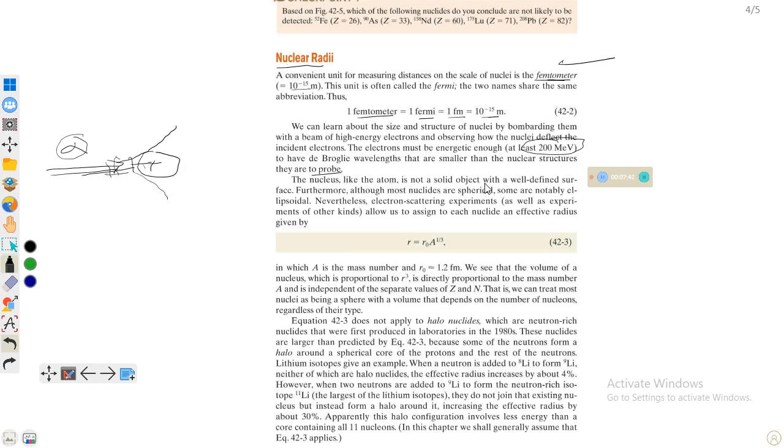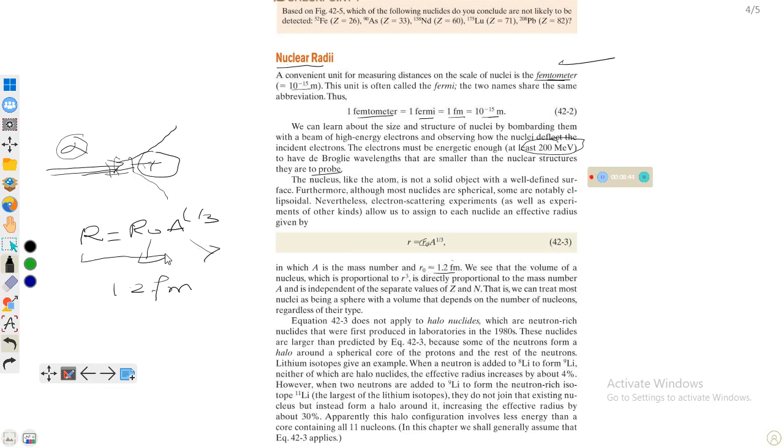The nucleus, like the atom, is not a solid object with a well-defined surface. Furthermore, although most nuclei are spherical, some are notably ellipsoidal. Nevertheless, from electron scattering experiments, we have derived an expression for the radius of the nucleus: R equals R naught A power 1 over 3, in which R naught is a constant equal to 1.2 Fermi, or 1.2 fm, and A is the mass number of the particular atom.